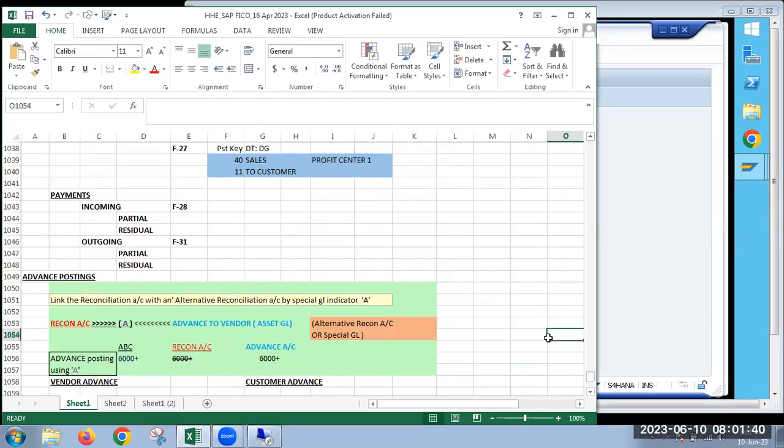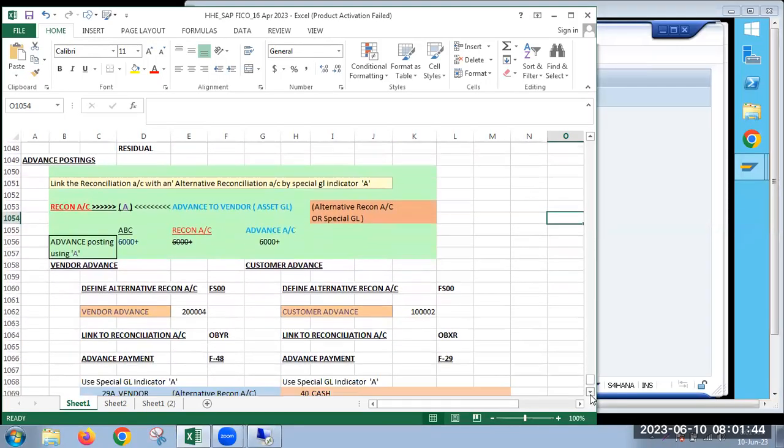In advanced posting, we discussed a new concept, the special GL indicator, the concept of special GL transactions. Before that, we saw how an advanced transaction has to be treated. Normal transactions with a vendor or customer will be copied to a GL account, which we call a reconciliation account.